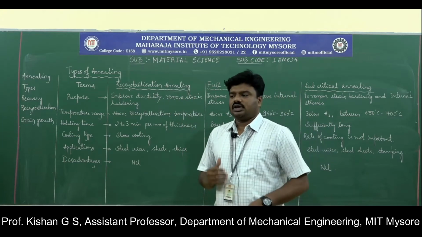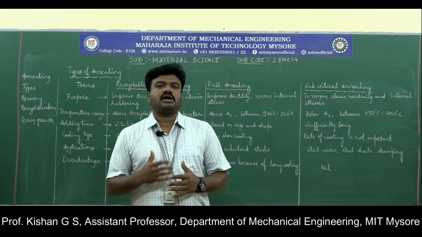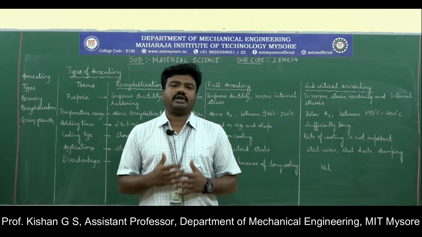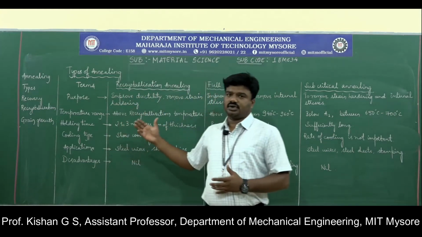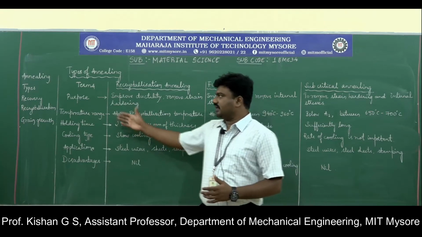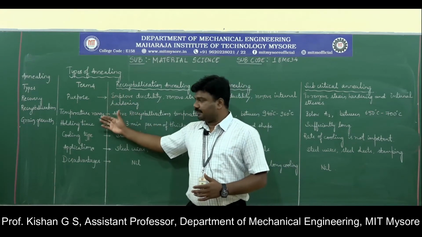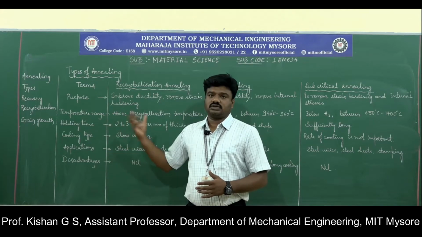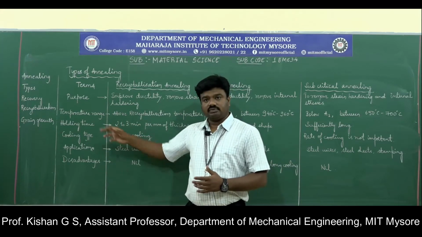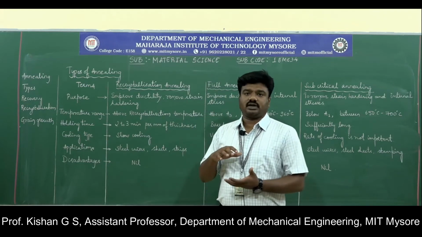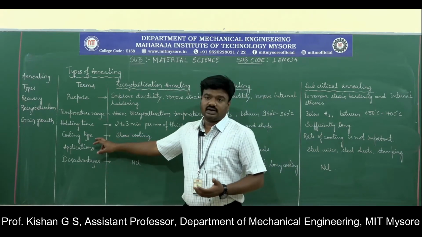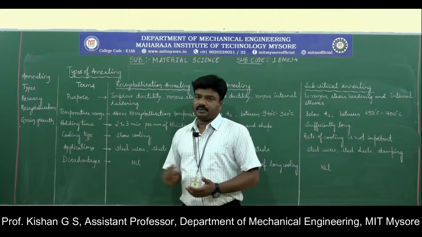Okay, so in order to make the annealing process easier to understand, we have taken different parameters that lead to the understanding of different types of annealing. So we have taken the major purpose, the temperature range to be considered for heating, then the holding time, wherein the composition is kept at that particular temperature, followed by the different types of cooling and the application.